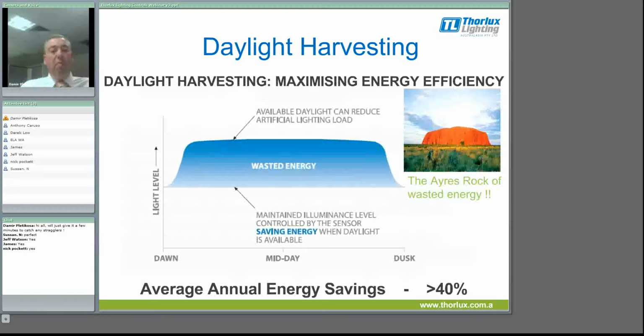What we're talking about with wasted energy is the bottom line, the maintained illuminance. That would be if we were lighting an office, we were lighting that to 350 lux, and we wanted to maintain that 350 lux. What happens is during the day, from dawn to dusk, we can see that there's daylight coming in through the windows. So all of that blue area is actually wasted energy, because we can take the lighting from the sun and use that to dim down the luminaires and keep at the maintained illuminance level.